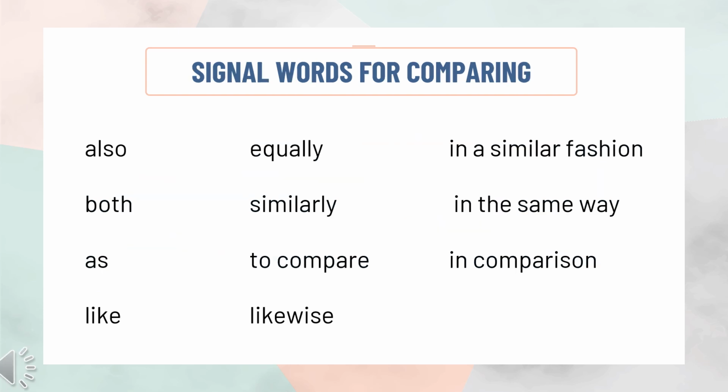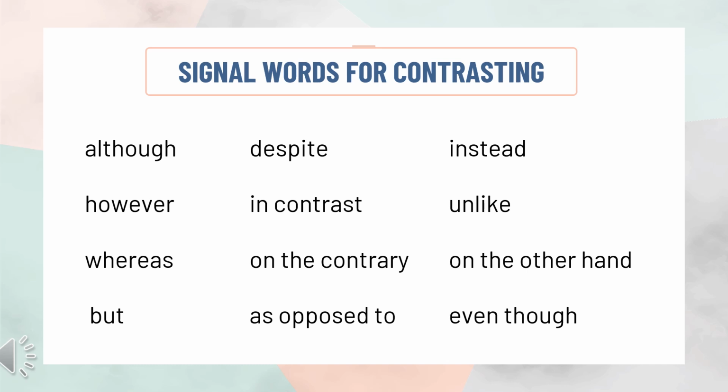Now, here are the signal words for comparing. We have also, both, as, like, equally, similarly, to compare, likewise, in a similar fashion, in the same way, and in comparison. When it comes to signal words for contrasting, we have the following. We have over, however, whereas, but, despite, in contrast, on the contrary, as opposed to, instead, unlike, on the other hand, and given though.